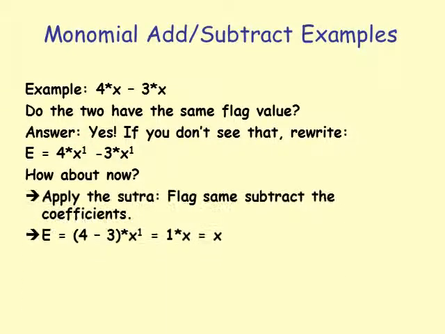Let's apply the sutra. Flags same, subtract the coefficients. So expression E, 4 times x minus 3x, is 4 minus 3 times x, which is subtracting the coefficients. So 4 minus 3 is 1, it's 1 times x. We might even say x and omit the 1 times, because 1 times a number is the same number.